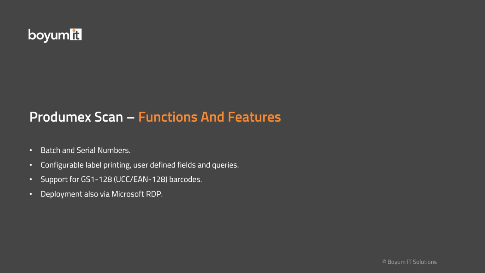Also, we have the batch and serial numbers functionality from SAP. We can configure label printing, user-defined fields, and also queries that we can use on the mobile device. Also, we have support for GS1-128 barcodes, and we make the deployment through Microsoft RDP.